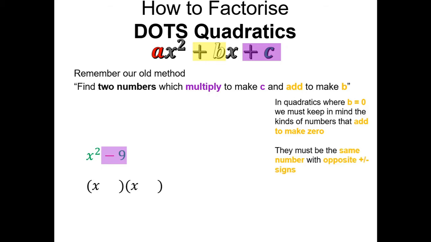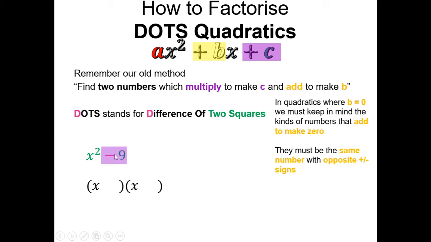They must be the same number, but one positive and one negative. That's the only way they're going to add to make 0. So, explaining a little bit more about what DOTS are. DOTS stands for difference of two squares, and I'm using the colors here to explain this.